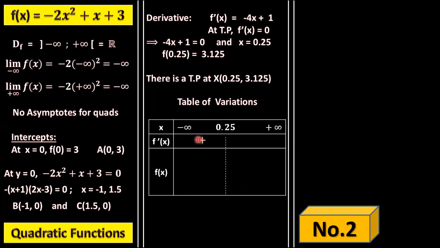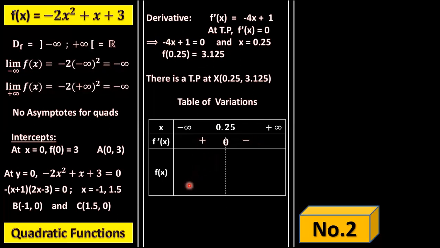So in this region, the function is increasing. And above 0.25 to positive infinity, we can take 3: minus 4 times 3 is minus 12, plus 1, minus 11. So it's decreasing in this interval. At the point where x equals 0.25, the gradient function is 0. Above, it is decreasing.